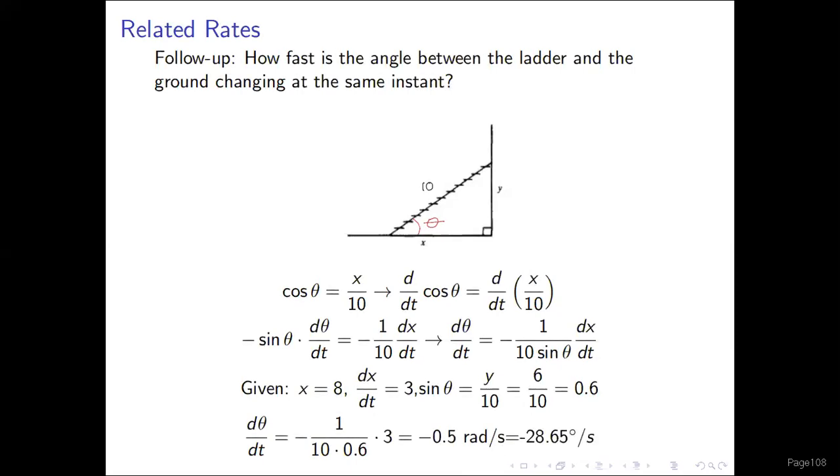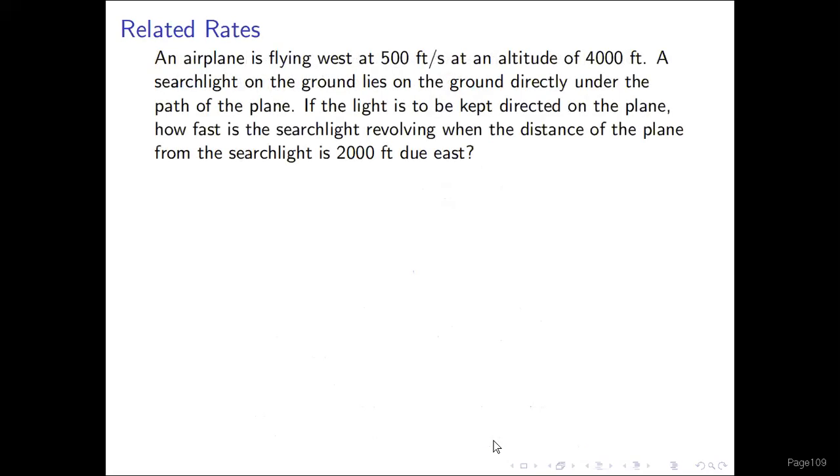You get approximately -28.65 degrees every second, meaning the angle is what? Decreasing because of the negative sign. Obviously, if the bottom is moving away from the wall, then the angle is also getting smaller and smaller. So -0.5 radians per second. Okay. So let's have another example, unless there's still a question on the current problem.